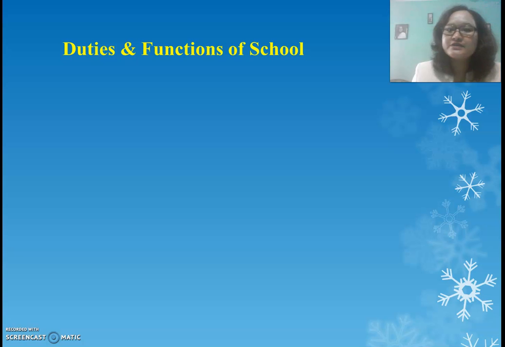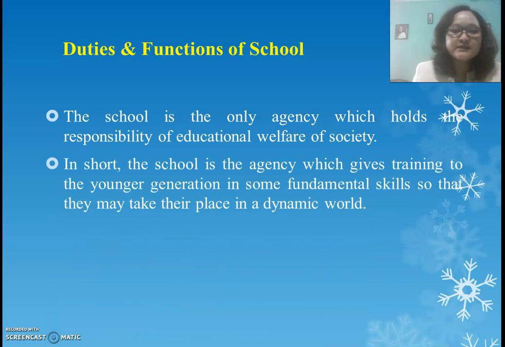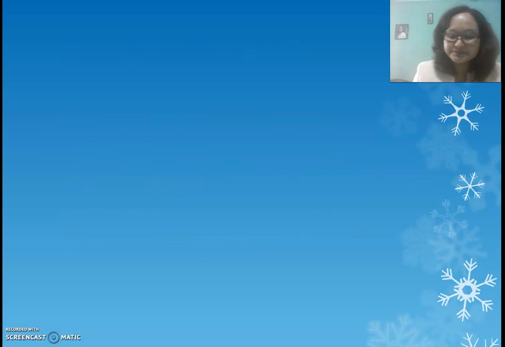So let us see the duties and the functions of school as a formal agency of education. The school is the only agency which holds the responsibility of educational welfare of the society, and we can say in short that the school is the agency which gives training to the younger generation in some fundamental skills so that they may take their place in a dynamic world. The functions and duties entrusted to the school are many and varied, and let us discuss them as follows.